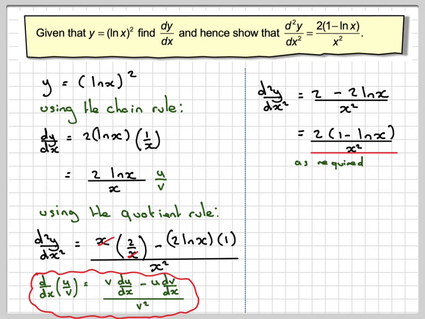So this has been a video to show you how to find the second derivative using both the chain rule and the quotient rule. I hope you've understood, and I thank you very much for watching.